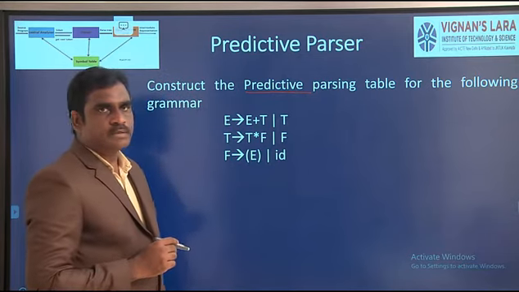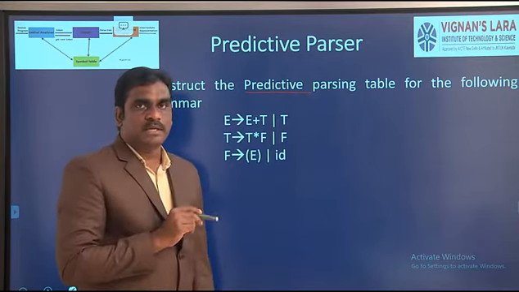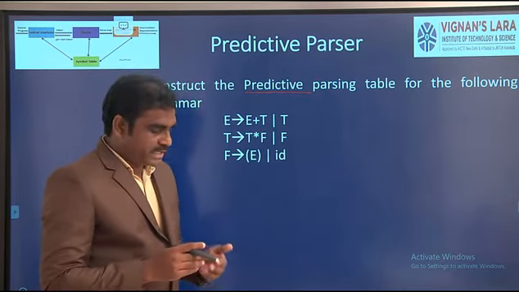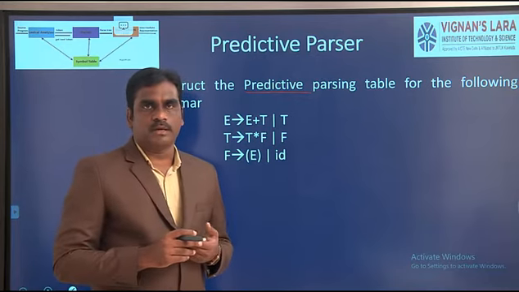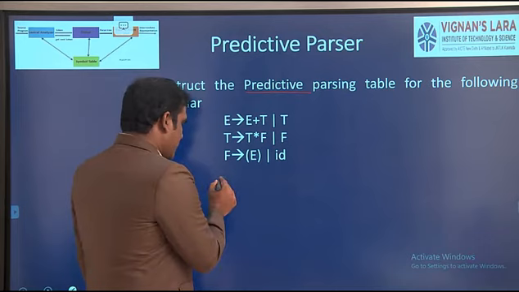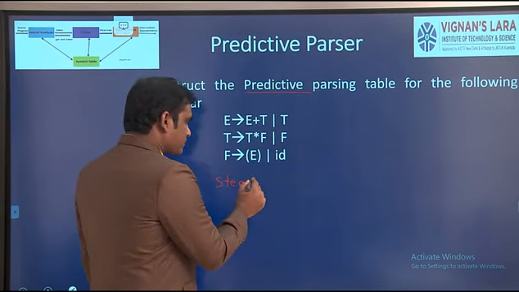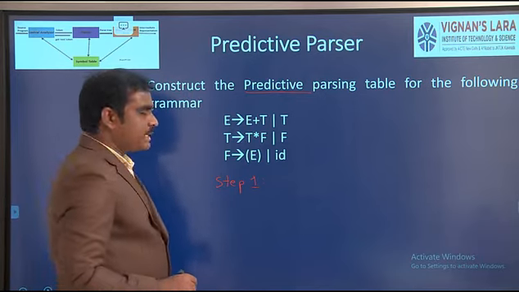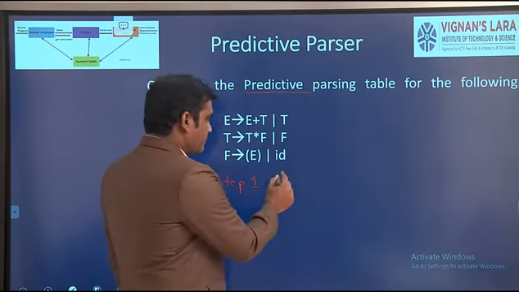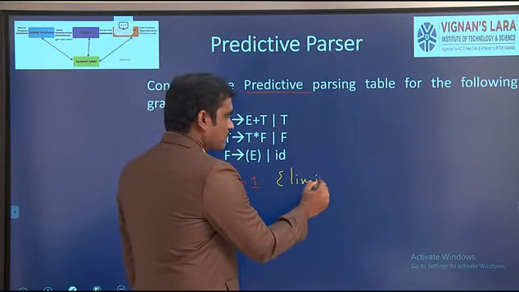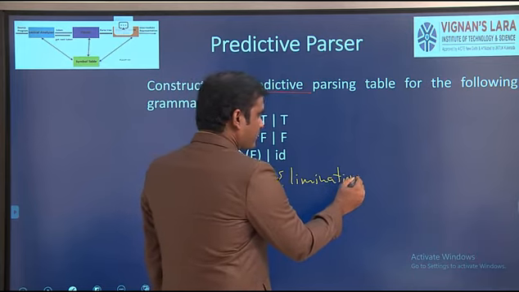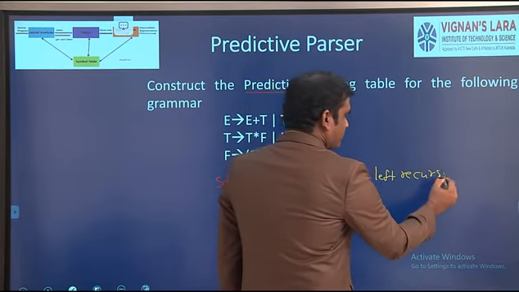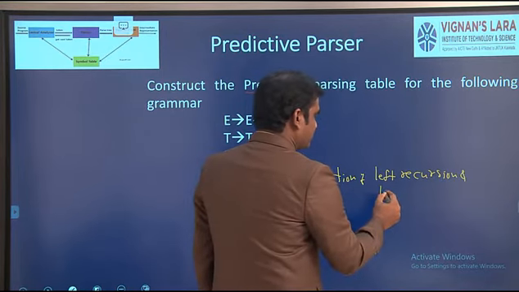Predictive parsing means it comes under top-down parser without backtracking. So in the top-down parser without backtracking, what is the step 1? Whether it is recursive descent parser, predictive parser, LL(1), whatever it is, the step 1 is common. What is step 1? First one is elimination of left recursion and left factoring. This is the step one.